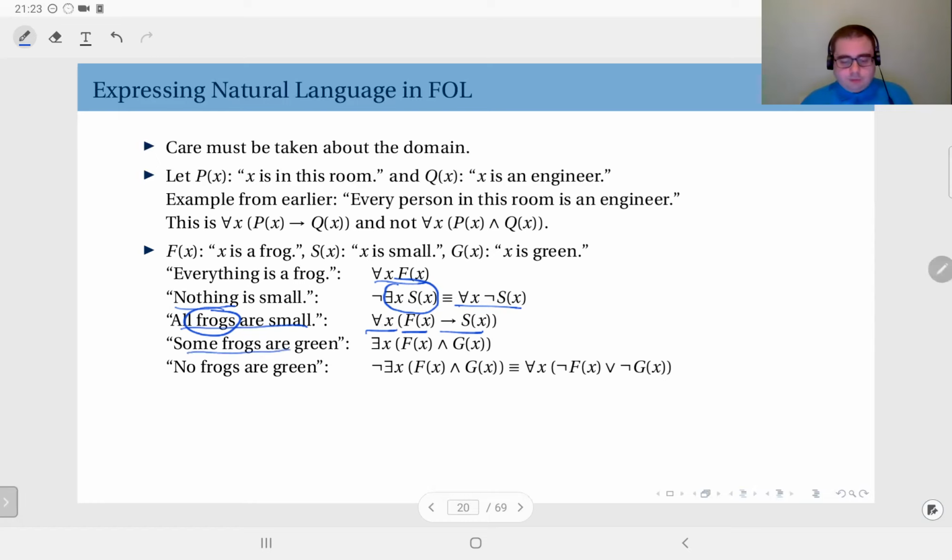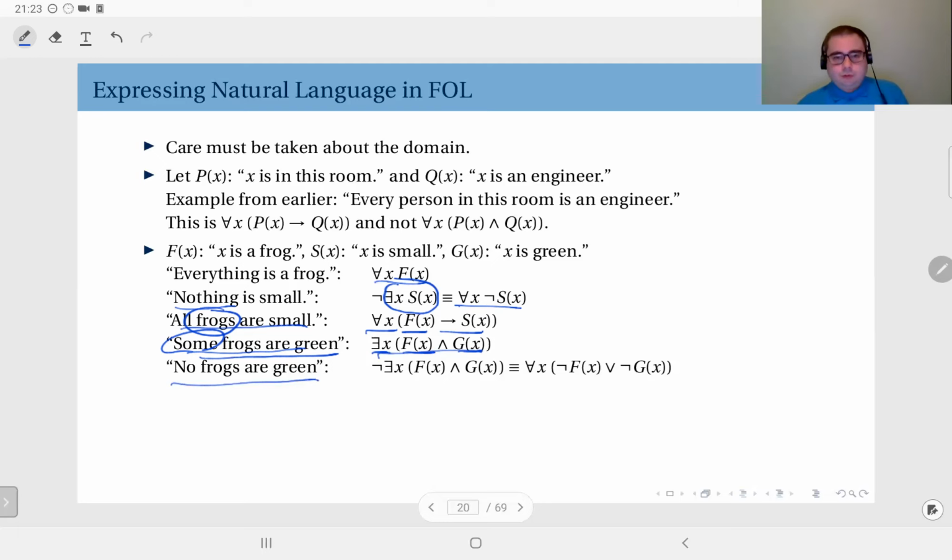Next one, some frogs are green. Okay, some frogs. Some indicates existence, so I'm going to use an existential quantifier here. There exists an x such that it's a frog and also it's green. Some frogs are green. I'm talking about the existence of green frogs. So how can I express this? There exists an x and that x is a frog and that x is also green. Okay, simple as that.